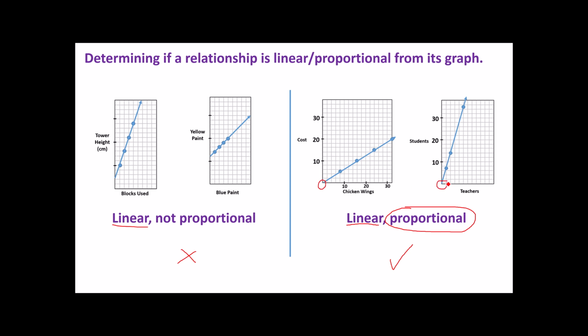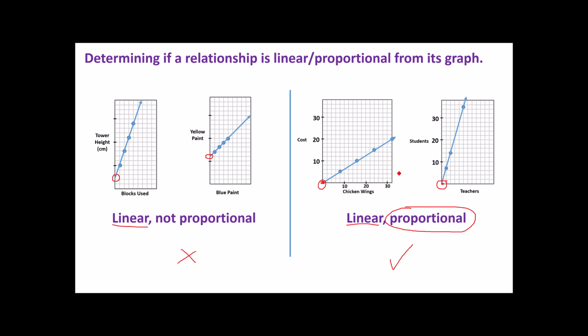It's right here. If the relationship is proportional, it's going to also pass through 0, 0. That's what makes the relationship proportional. Over here on the left, these are linear, but they do not start at 0, 0. Over here on the right, they are linear, but they do start at 0, 0. A couple important things about that.